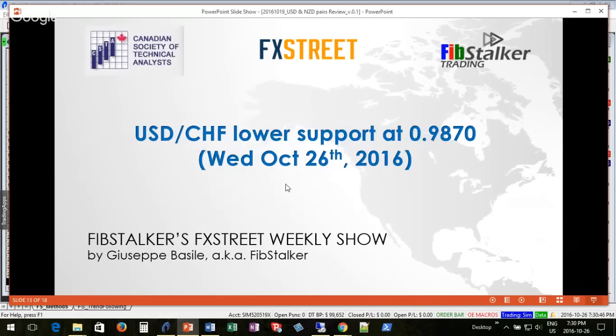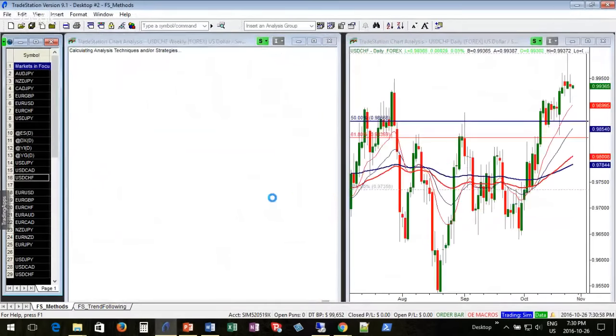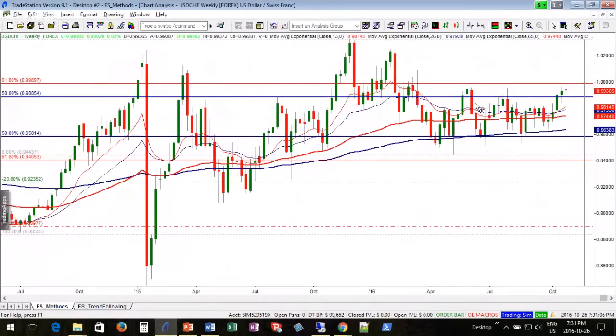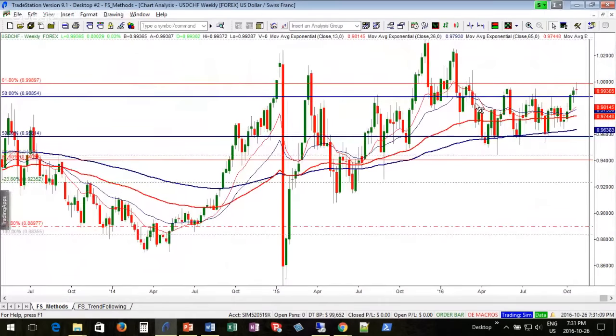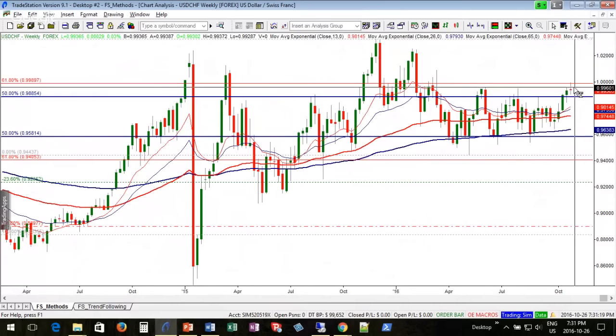Next, I'm going to review for you the US dollar Swiss franc, which has a lower support at 0.9870. So let's review the US dollar Swiss franc. And the reason why I'm talking of support here is that this market obviously is very strong, it's very similar. The chart is very similar to US dollar Canadian dollar. The only difference is that this market is already much further in the cycle. It has broken the 99.89, this level here. This is a very important development.